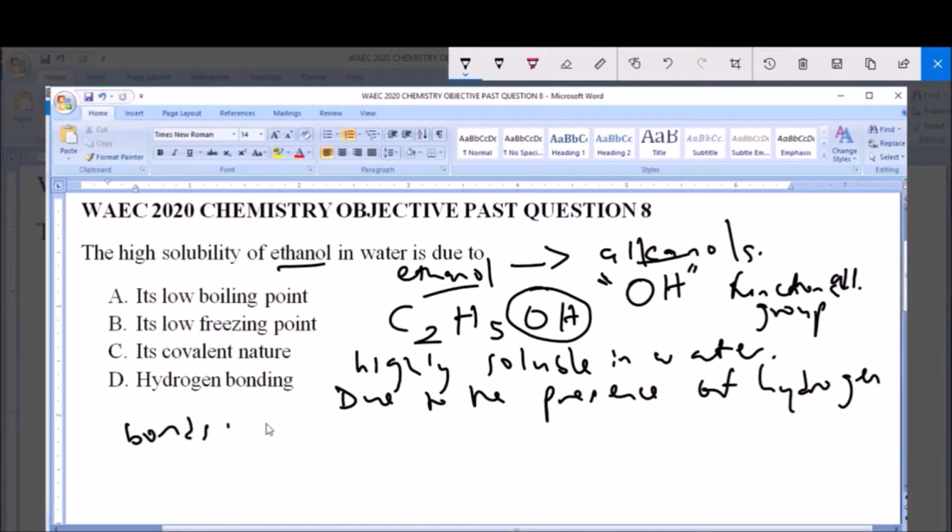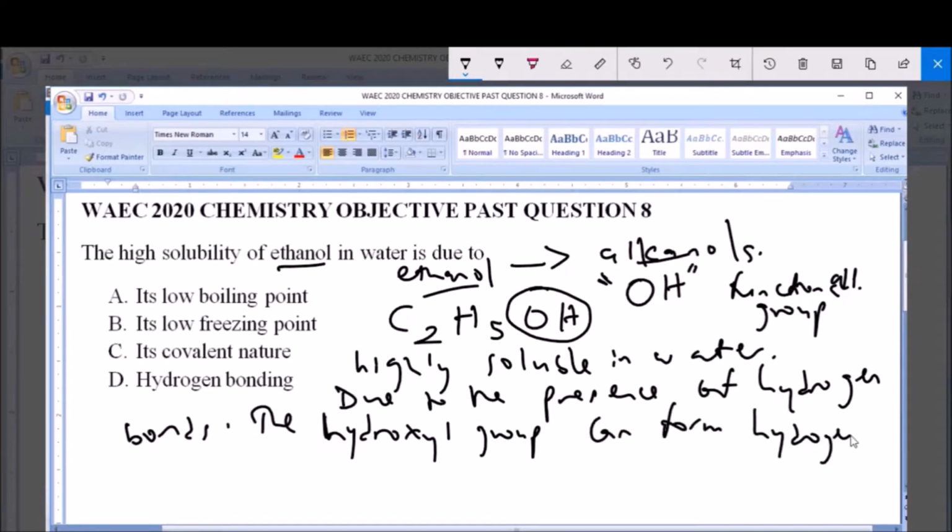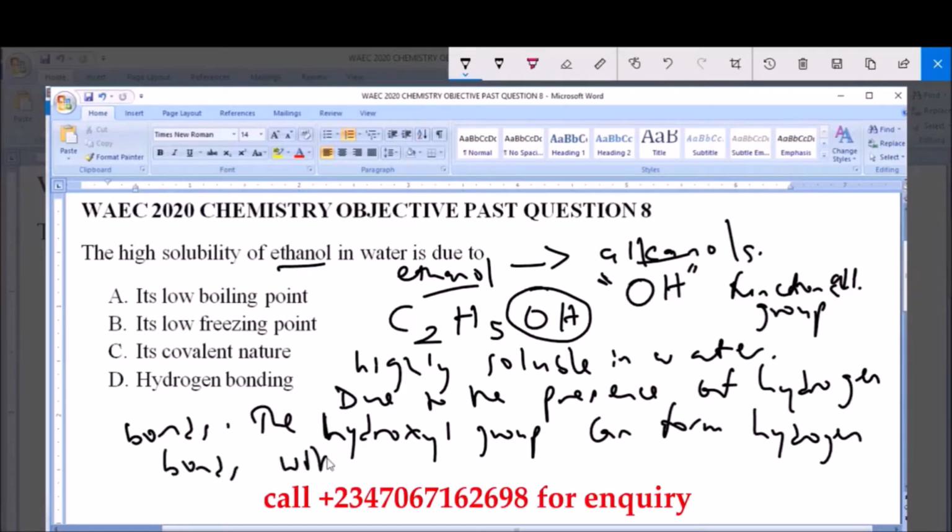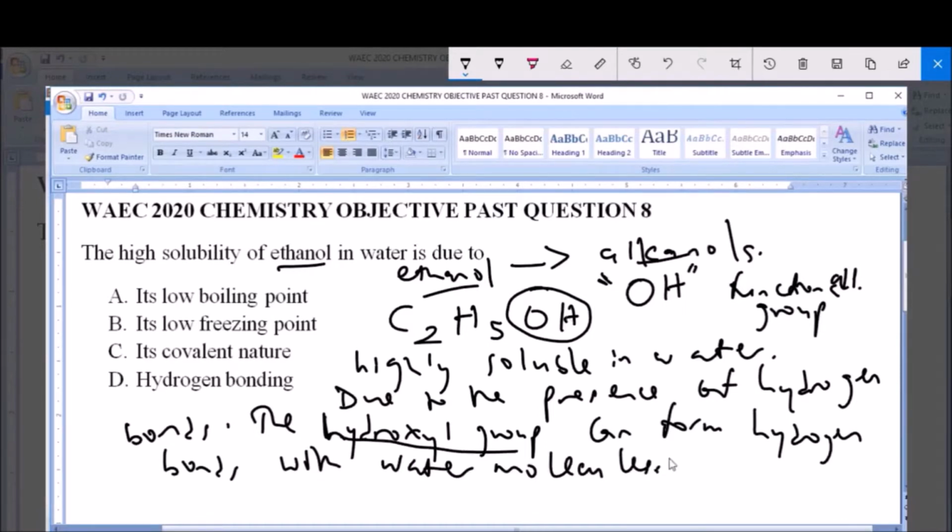Now this arises as a result of the hydroxyl groups forming hydrogen bonds with water molecules. So immediately they are mixed with water, the hydroxyl functional group forms hydrogen bonds with the water, hence enhancing their solubility. That's why ethanol is highly soluble in water. So as we have rightly said, formation of hydrogen bonds, or hydrogen bonding, which is option D, is the correct answer to this question.